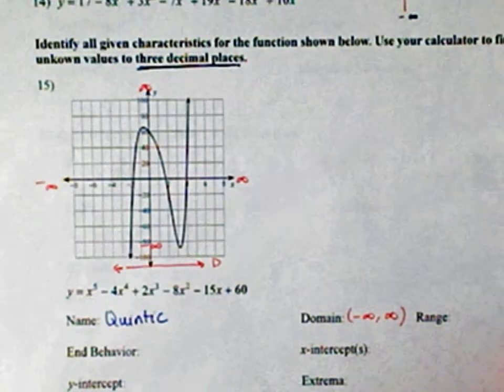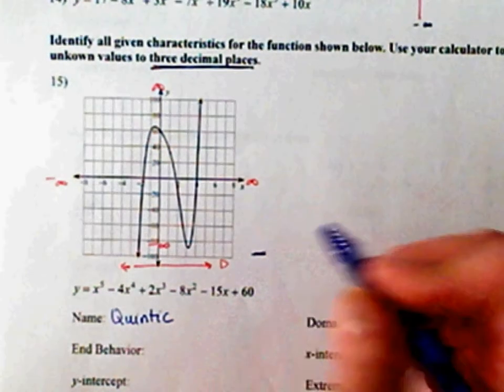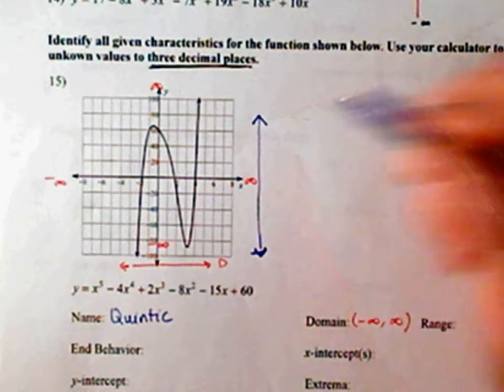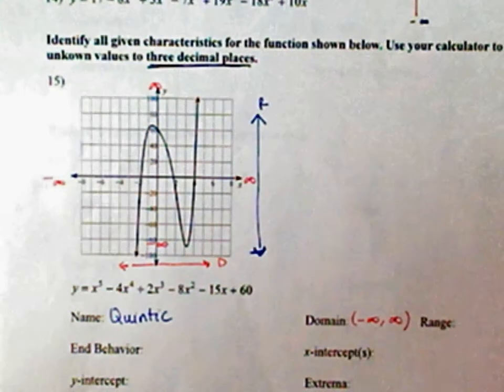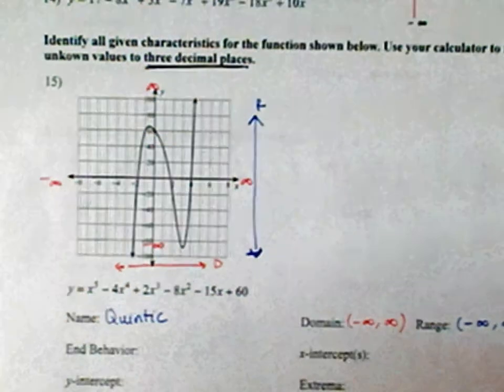Your range. How low did you start? Well, I started down here. How high did this graph go? Way up there. So your range goes from negative infinity to positive infinity, okay?